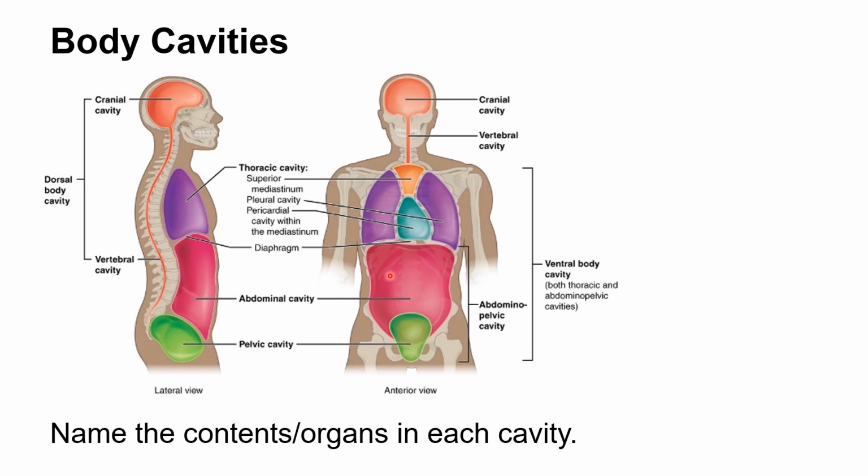We haven't named any organs in the abdominopelvic cavity, but think of all the digestive organs and reproductive organs: stomach, liver, spleen, intestines, kidneys. There's plenty of organs in the abdominopelvic cavity.